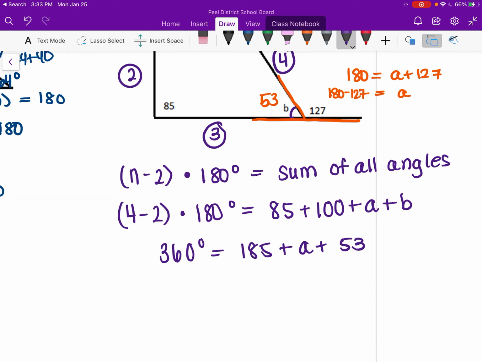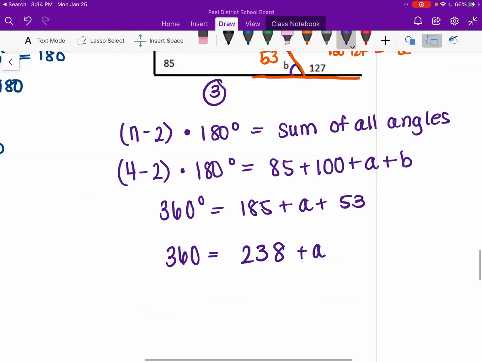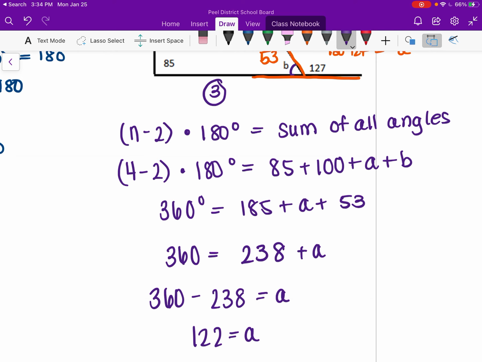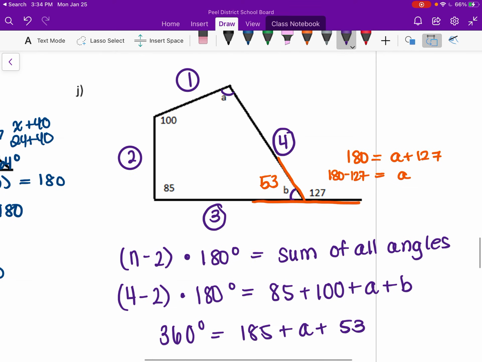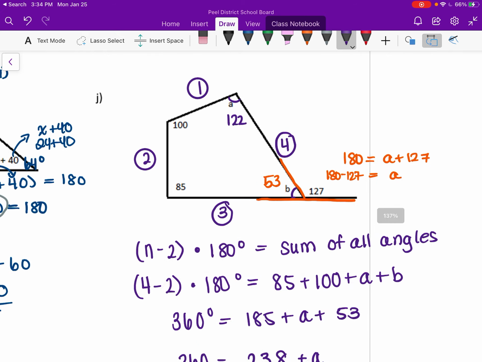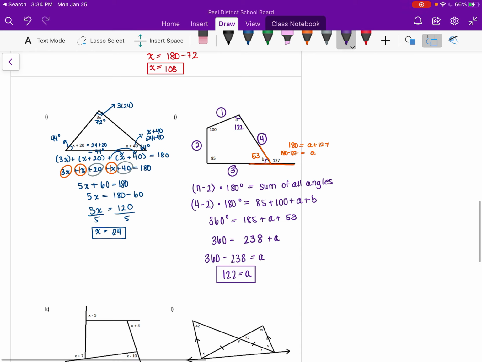So let's collect our like terms again. 185 plus 53. So 360 is equal to 238 plus a. And I want to get a by itself, so I'm going to move the 238 to the other side. So I'm going to do 360 minus 238 is equal to a. So I have 122 equals a. And now I found all the angles. So a is equal to 122. Okay, so even though it looked a little bit more complicated, we just needed to do a little bit of thinking and then we got what we needed to do.